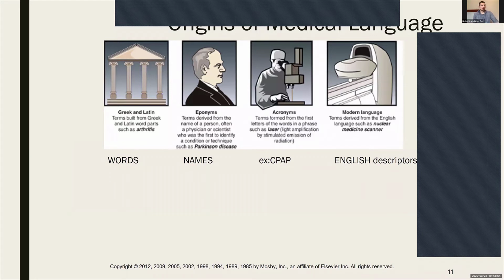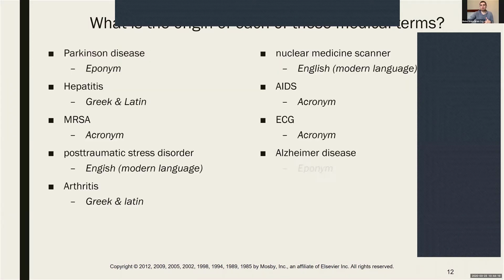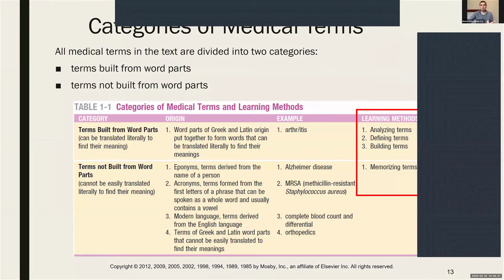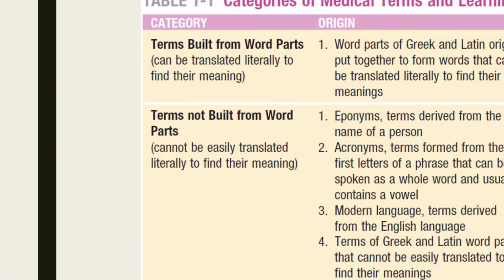This is the first major point that I want you to key in on. This graphic is on page 4 of your text, and it's discussed on page 3. All of the medical terms that we're going to be using fit into one of two categories. If you look over on page 5, let me scroll through to get to that slide. You'll see this chart with two categories: one, terms built from word parts, and two, terms not built from word parts.